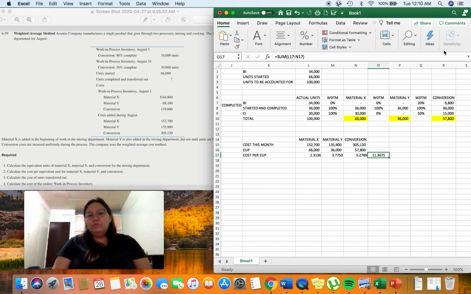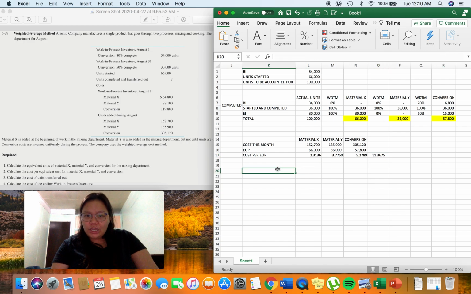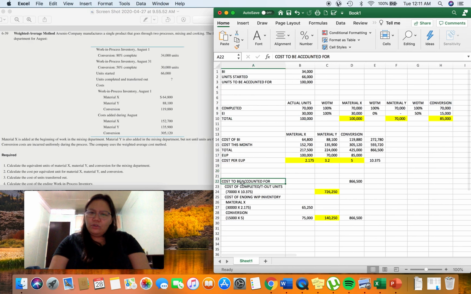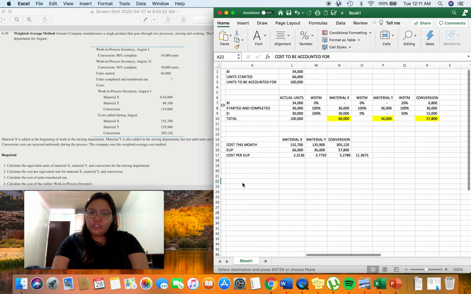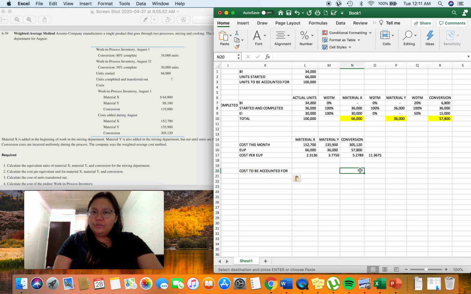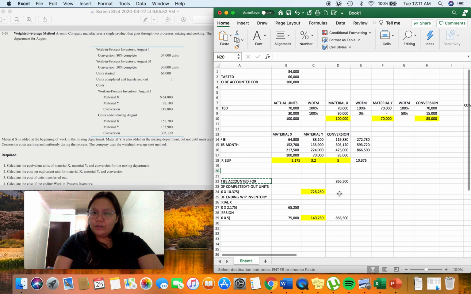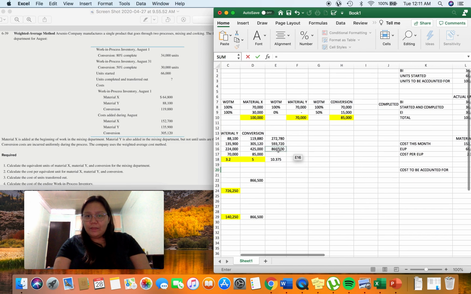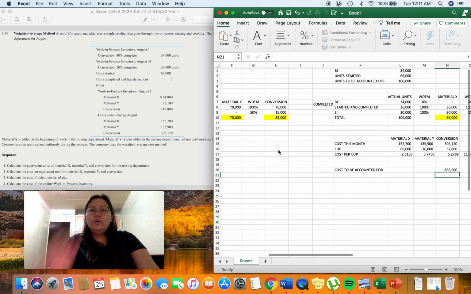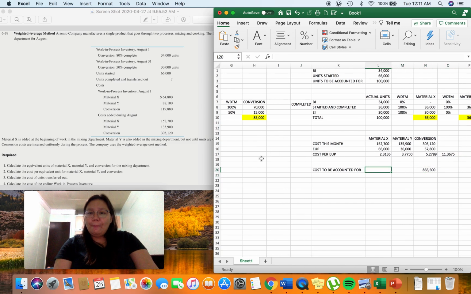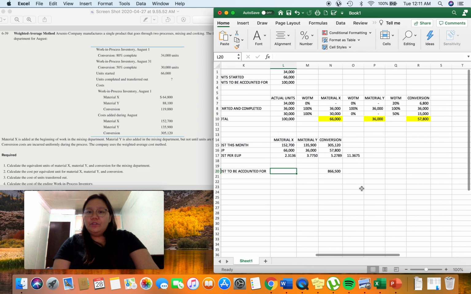Okay? So, next, we have to compute for the cost to be accounted for. Okay? So, actually, the cost to be accounted for will not change. Pareho pa rin yan. We are answering the same problem. Wala namang nabago dun sa cost. Diba? So, yung cost to be accounted for natin, teka, kopyahin ko na lang dito. We have the sum of all the costs given, diba? Last month, this month. So, that is 866,500.